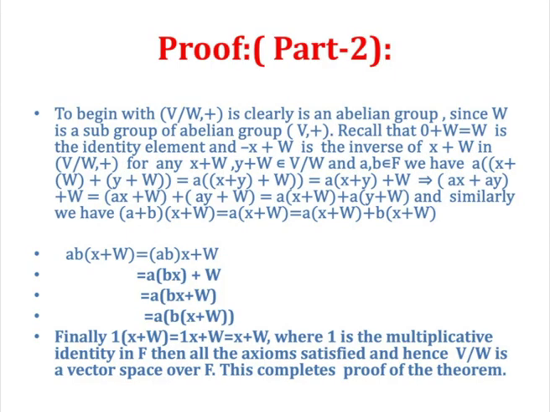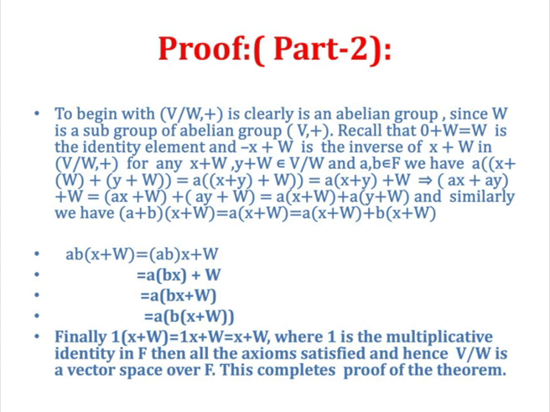For any x + W, y + W belongs to V/W and a, b belongs to F, we have a(x + W + y + W), that equals a, we took outside common, (x + y + W), that equals a(x + y + W), that equals a(x + y) + W, that is a x + a y + W, which means a x + W + a y + W.